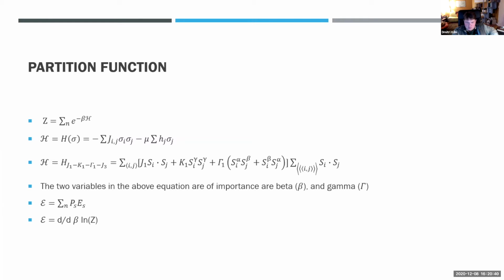Right. So okay, and J is the spin-spin interaction energy. Sigma sub i, sigma sub j is the spin operator. Then what is lowercase h sub j? H sub j, in the second half, the mu sum h sub j, is the strength of the magnetic field at site j.